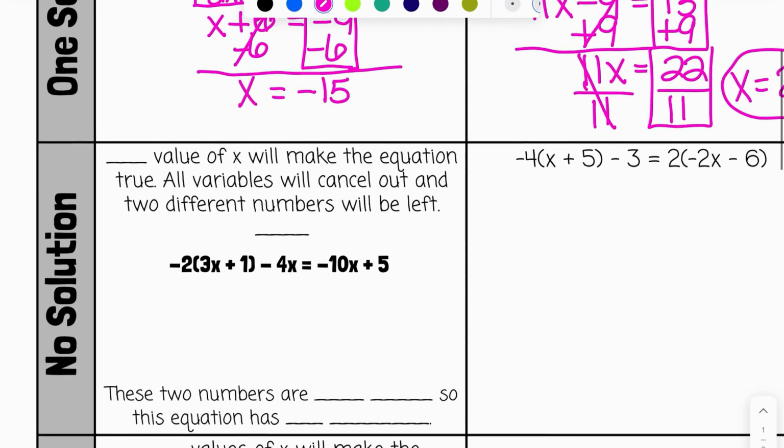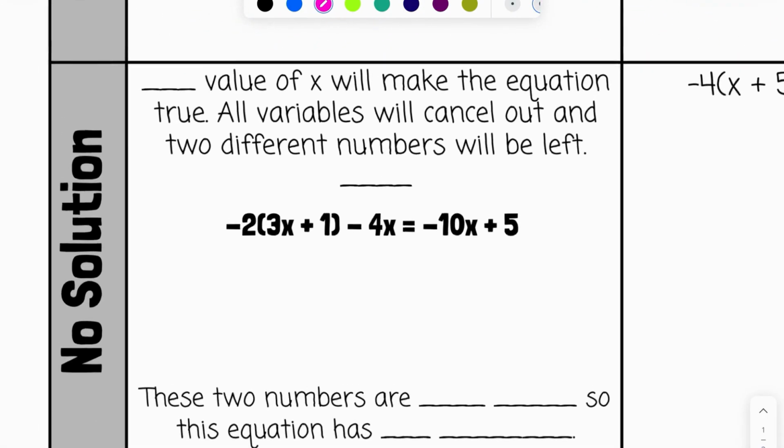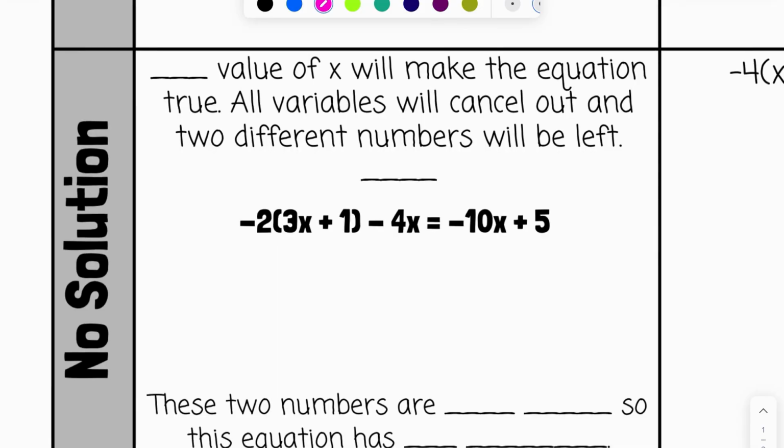Let's talk about no solution first. No solution means that no value of x is going to make that equation true. What's going to happen is you're going to start working this equation, and all the variables are going to cancel out. So all your x's are going to go away, and you're going to be left with two different numbers. So some number, and it's not going to equal the number on the other side.